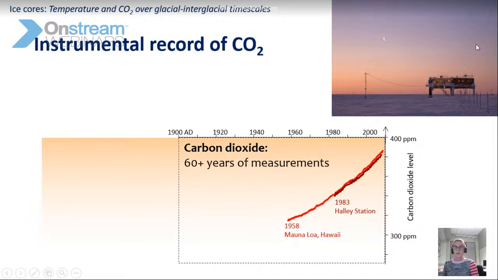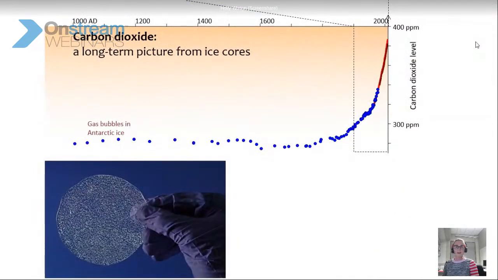This picture here is of the CAS lab at Halley Station, which has been measuring CO2 for a number of years now. And then if we add on here the CO2 in the ice core bubbles, we can see this is really nice overlap between the instrumental record and our ice core data. So we're pretty confident we're doing a good job here of measuring the atmospheric CO2.